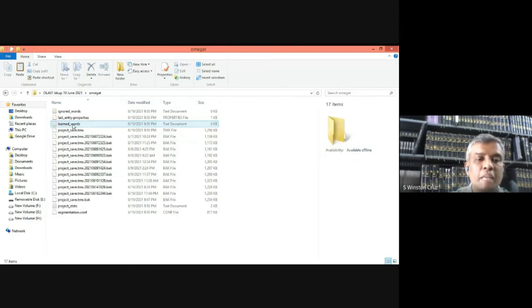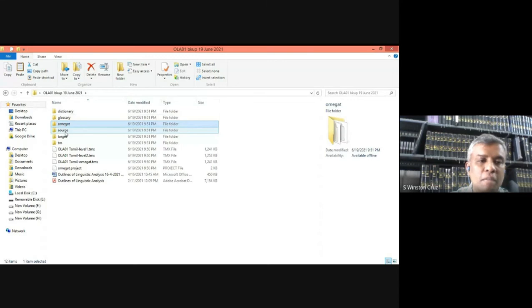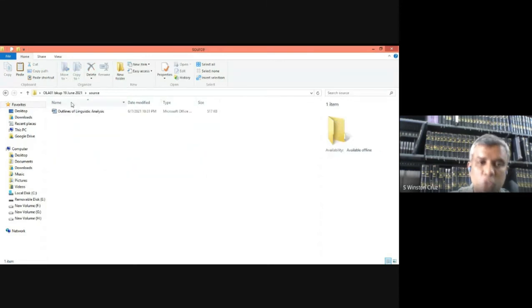Then you have this TMX, which is the project file that is saved here. I don't want to show those things now because we don't have time. Then the source folder where the source file is. This is a book that we are translating right now, Outlines of Linguistic Analysis, which I've completed using Omega T. Then we have the target folders.